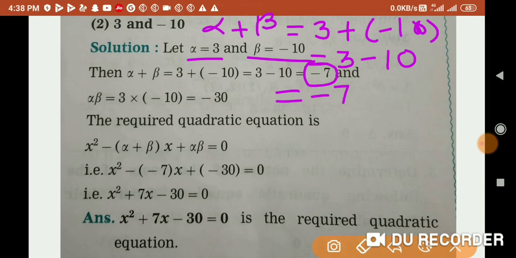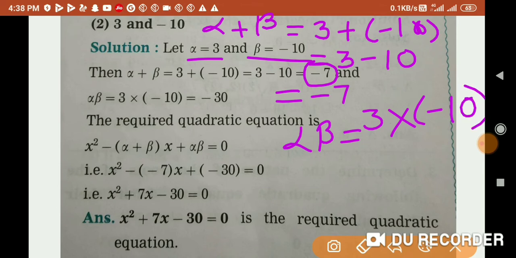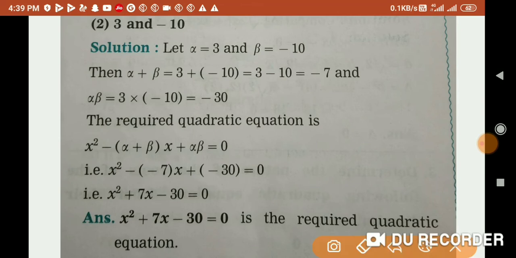Now the value of αβ, that means 3 × (−10). The multiplication of plus and minus bears the sign minus, and 3 tens are 30. Therefore we get the value of αβ is equal to −30. Understand? See here, α + β is −7 and αβ is −30.